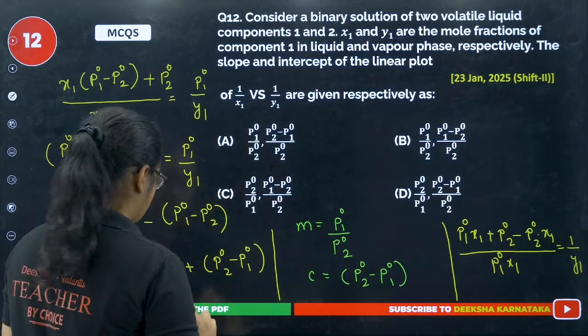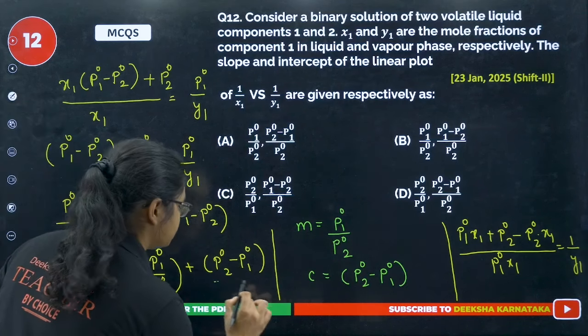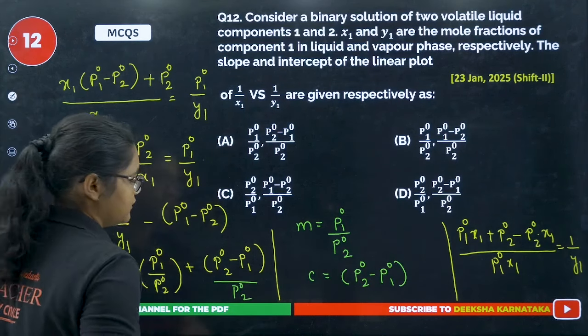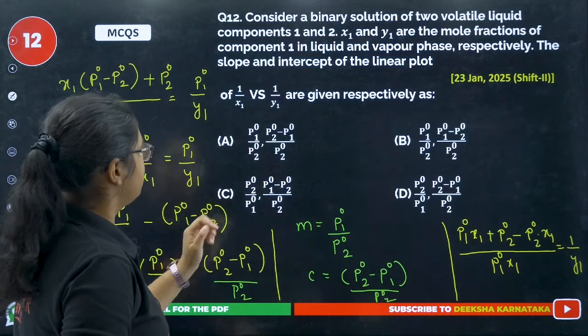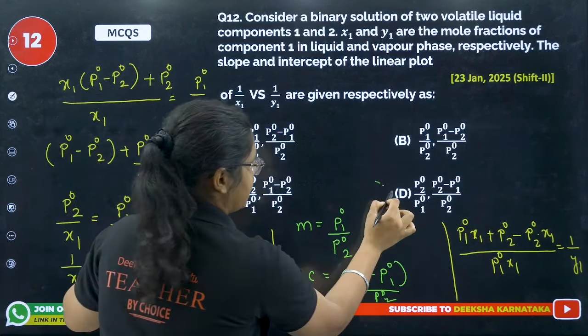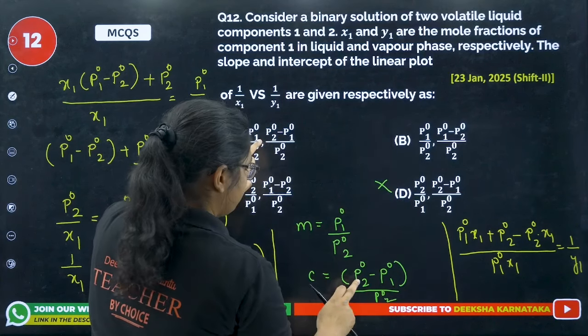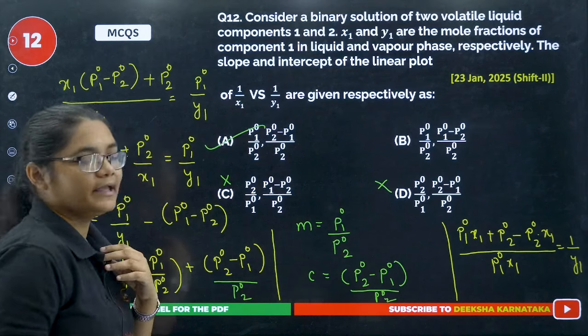Yes, I think I have done one mistake. This P02 I didn't divide here, right? This P02 will also be divided here, so this also has P02. So I have m is equal to P01 by P02. So this I can eliminate, this I can eliminate, and then I have P02 minus P01 by P02. So that is your option number A here.